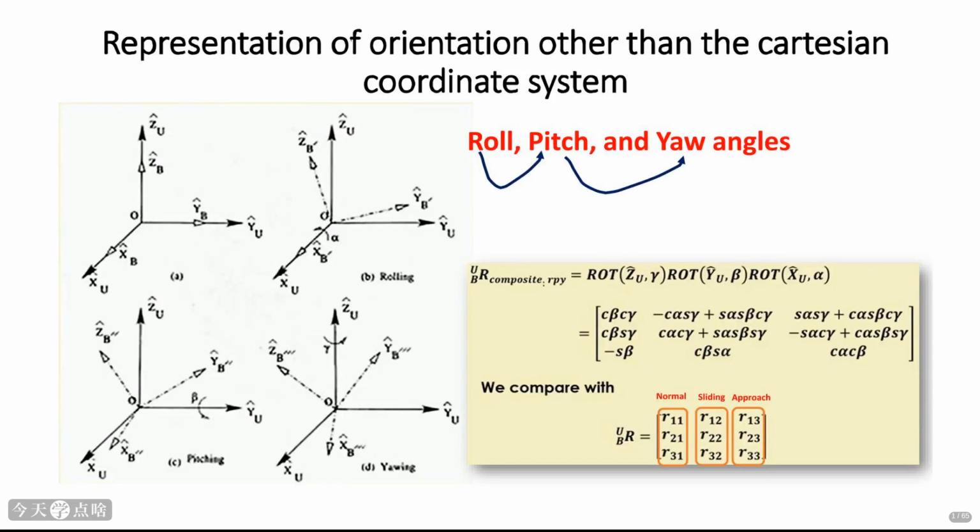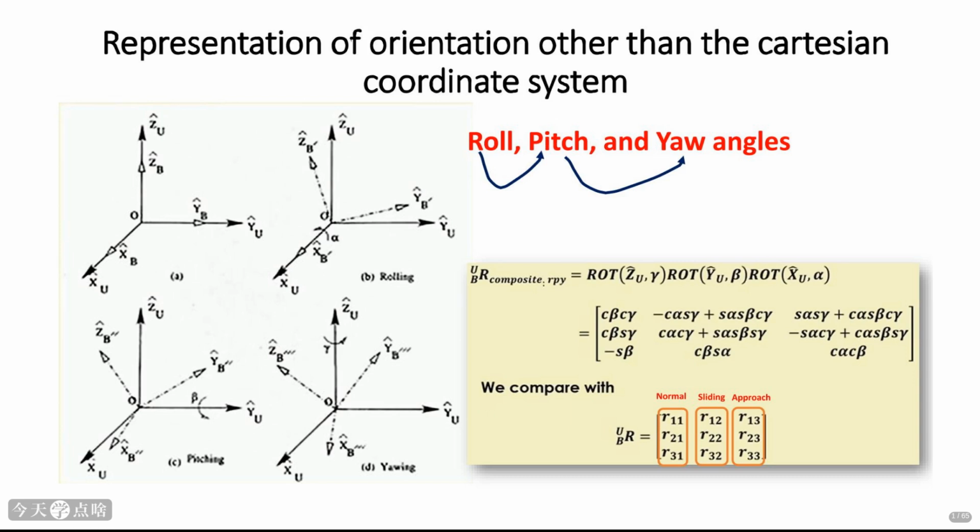Alright, let's dive straight into how we describe orientation in 3D space beyond the simple X, Y, Z grid. Think of it like describing how a plane or a robot arm is tilted and turned. We've got these fundamental movements: roll, pitch, and yaw.